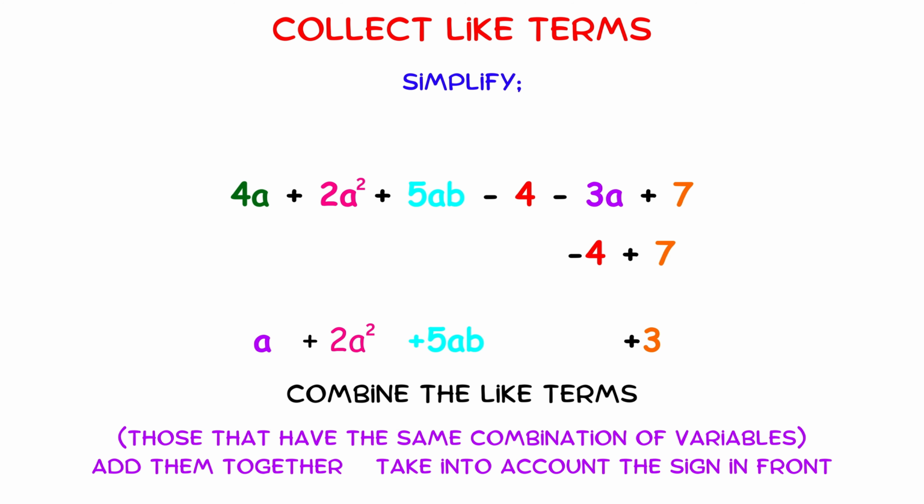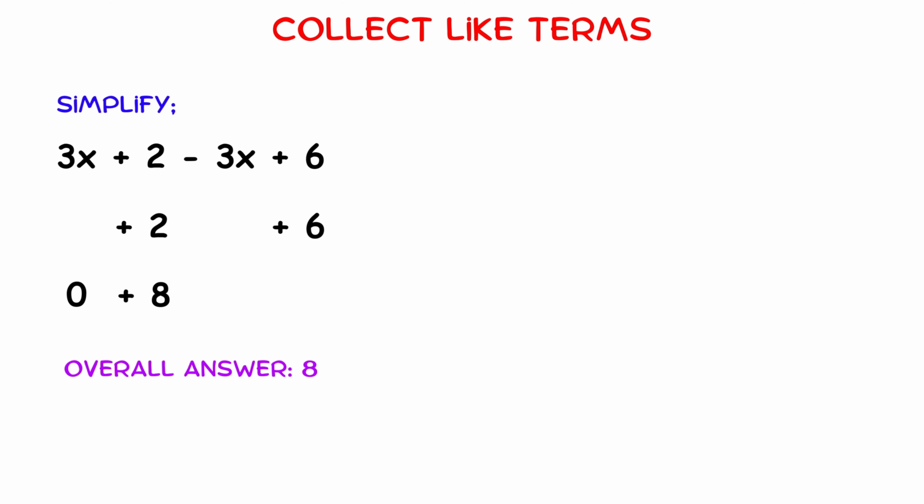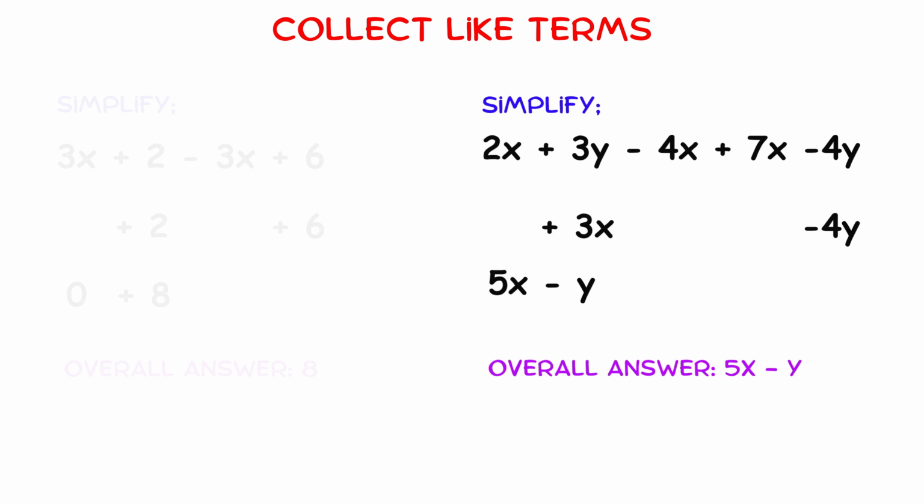Let's try the same thing for these two questions. In this first one, we've got 3x plus 2 minus 3x plus 6, so we've got two x terms and two number terms. You can start with either, but if we start with the x terms, then you do 3x minus 3x, which is 0, so the x's actually cancel out. And then for the numbers, you do 2 plus 6, which is 8, so the overall answer is just 8.